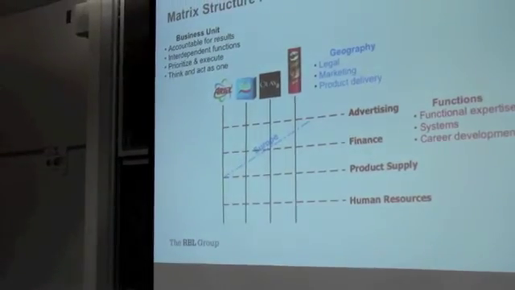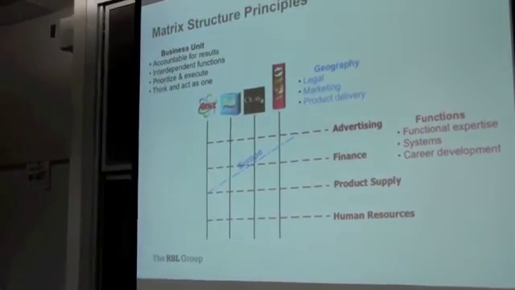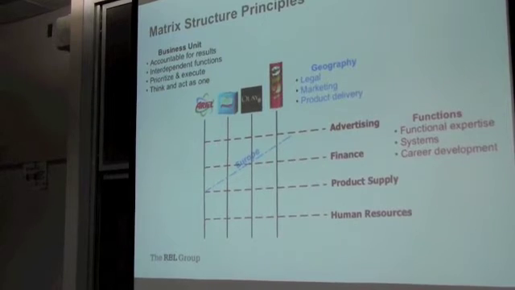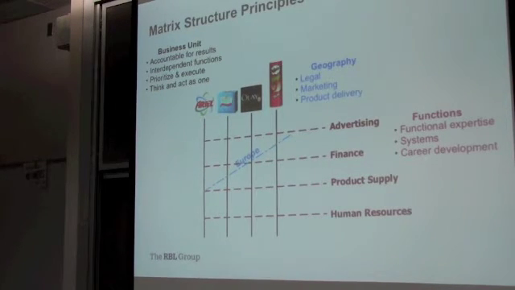Product delivery, because of the distances involved, very often you'll have regional distribution centers, et cetera. So those things are legitimate functions for a geography. All right? Any questions on that? Make sense? Simple rules of engagement. What do people complain about in the matrix? I've got multiple bosses. I've got conflicting priorities. I don't know where to go, et cetera. All because people do not observe the basic rules of engagement.